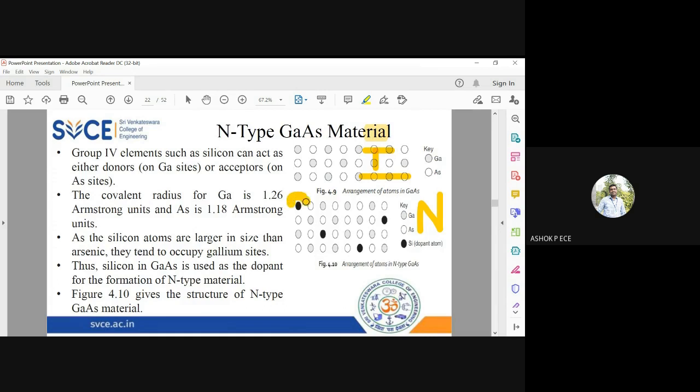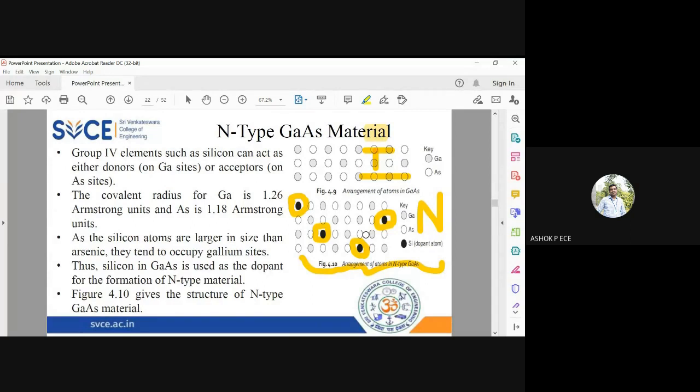So gallium has 3 valence electrons. Silicon has 4 valence electrons. So 1 electron is in excess. By having the 1 excess electron, this material possesses a huge number of free electrons, and thus it becomes an N-type gallium arsenide semiconductor. Is it clear? I am just replacing gallium with silicon. I am not replacing arsenic with silicon, because arsenic already has 5 valence electrons.